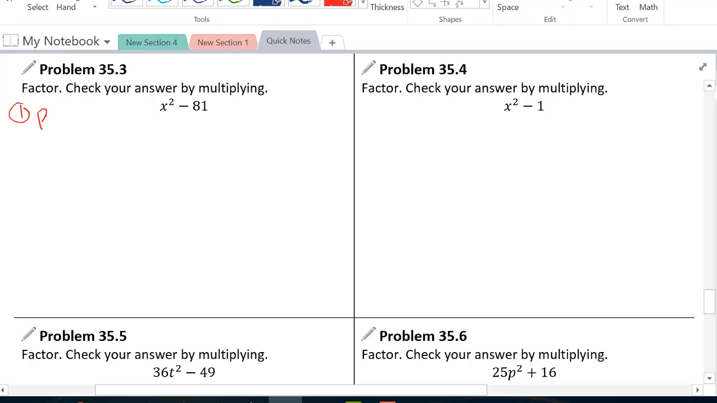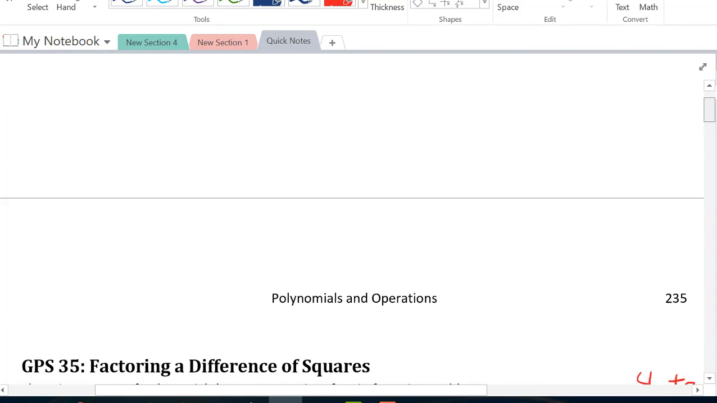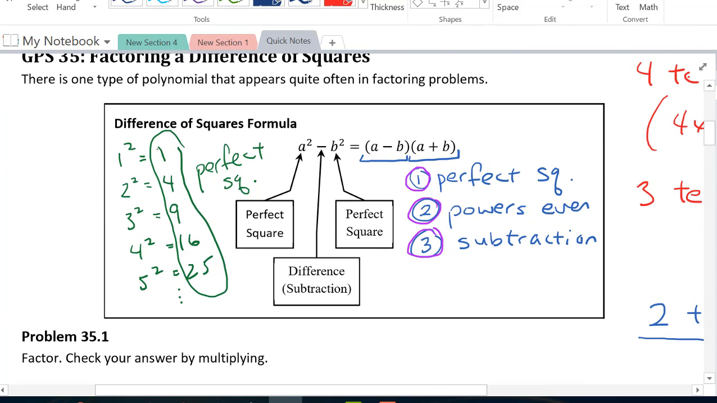All right, it must be a perfect square, right? The numbers must be perfect squares. So the coefficients, right? What's the coefficient of x squared? That's a 1, right? So 1 is a perfect square. You can check back on our list. 1 is a perfect square.